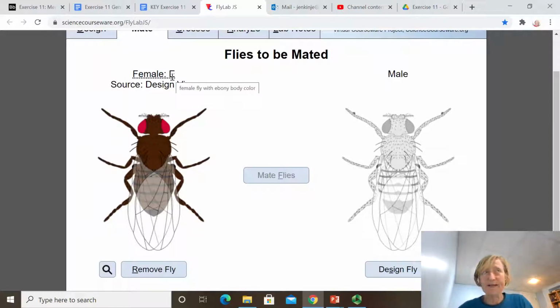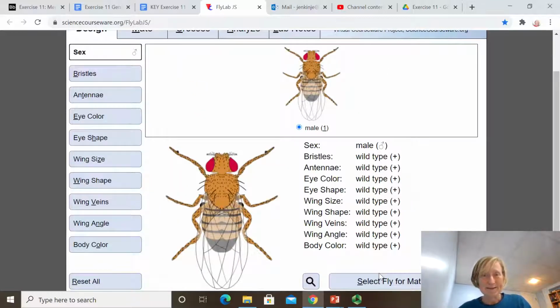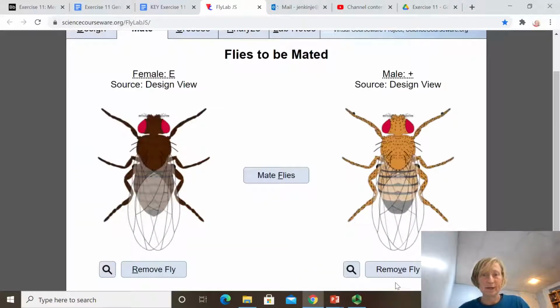Doesn't mean that the trait is dominant. It's just the symbol that they use, okay? We don't know if the trait is dominant. And now I need to mate her with a wild type male. So I need to design my male. And he's going to be wild type, so he doesn't have any other interesting characteristics. So I'm going to click on wild type.